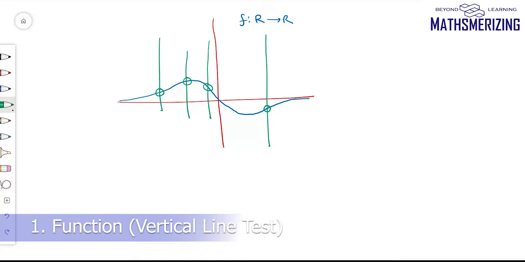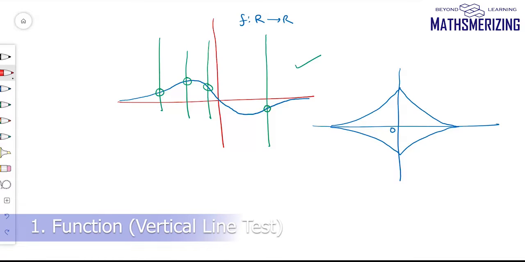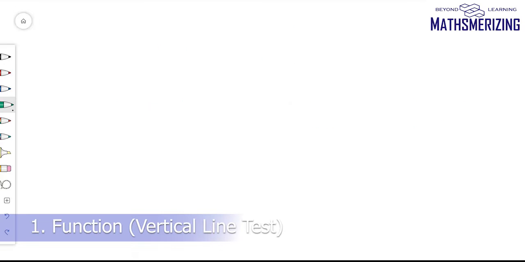Now for this one, I know every time if I draw a line, there'll be a point of intersection and there'll be only one point of intersection. So that means this graph represents a function. Now what about this one? If I draw a vertical line, I get 2 points of intersection. So that means it is not a function. It is just a relation.